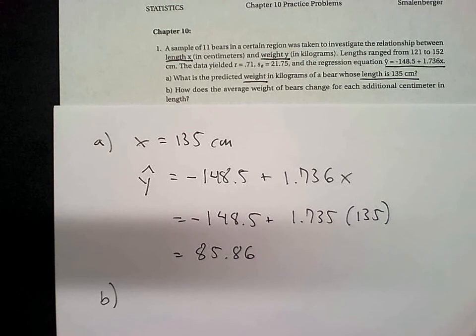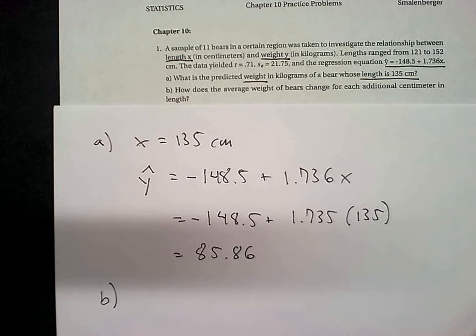So everybody good with that? It would go up by 1.735. Well, 1.735, and your y is equal to mx plus b. What is this right here? That's your slope, right? So everybody good with this right here? This right here is just slope.